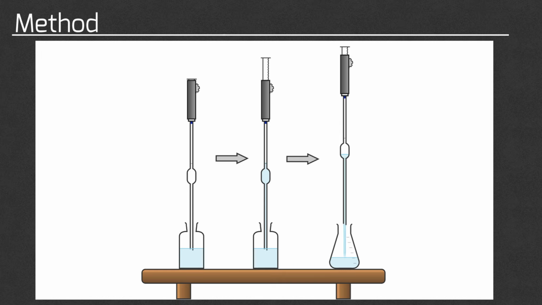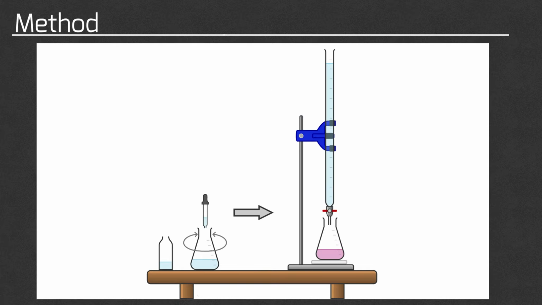Use the pipette and pipette filler to put exactly 25 cm³ of sodium hydroxide into the conical flask. Put 5 drops of phenolphthalein indicator into the conical flask, swirl the flask to mix and put it under the burette on top of the tile. The contents of the flask will go pink.